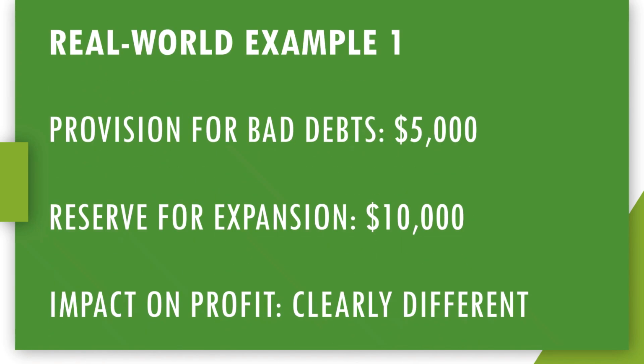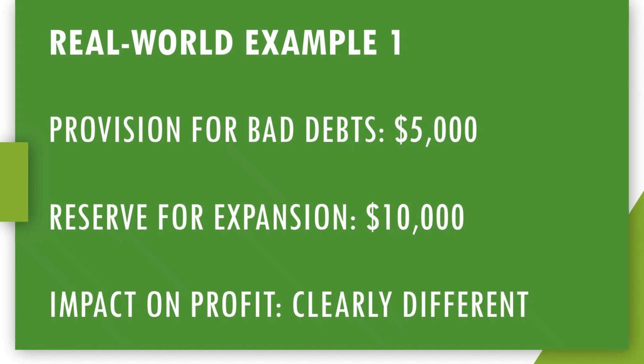For instance, if a business expects some customers won't pay $5,000, it records it as a provision. Meanwhile, allocating $10,000 from profits for future expansion is a reserve. A provision reduces the current year's profit. A reserve is allocated after profit is calculated.